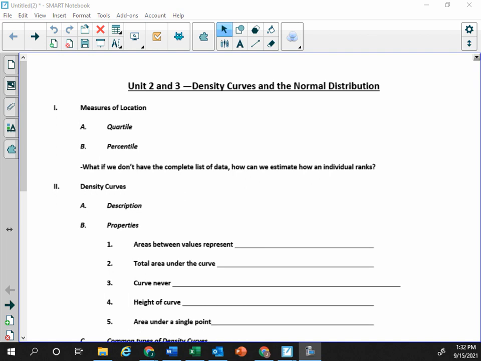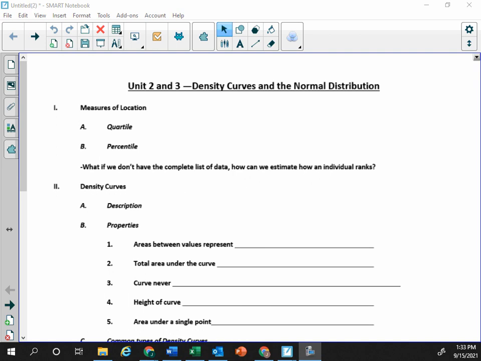So when we're doing these density curves or a normal distribution, we talk a lot about location of things, quartiles a little bit, and percentiles a lot. Like, you know, when you get results back from a test and you see, oh, I'm in the 89th percentile. We're going to look at where that comes from, how that information is determined.